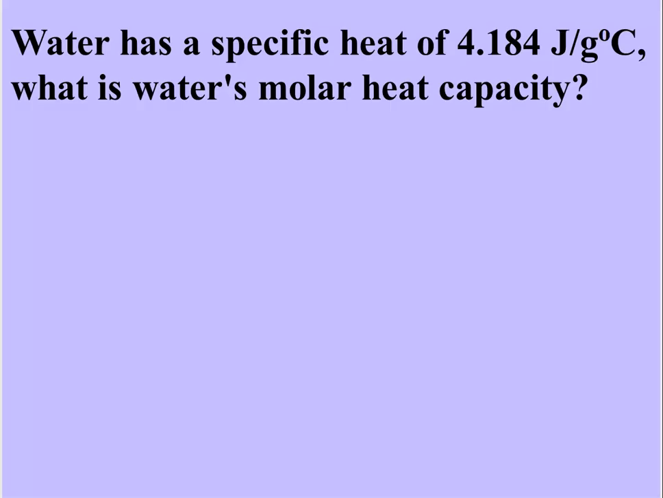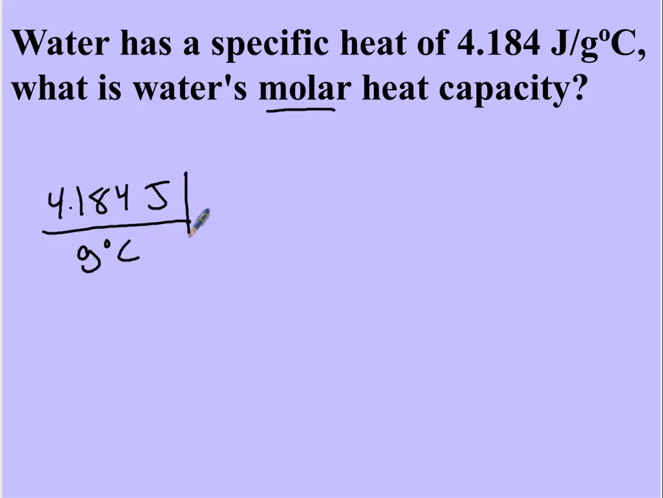So here it says water has a specific heat capacity of 4.184 joules per gram degree Celsius. What's water's molar heat capacity? So if we're to write this out, the only unit that we're changing is grams to moles. Well, we can convert grams to moles like we've done in previous units, and we're talking about water.